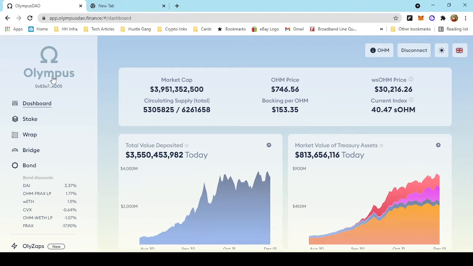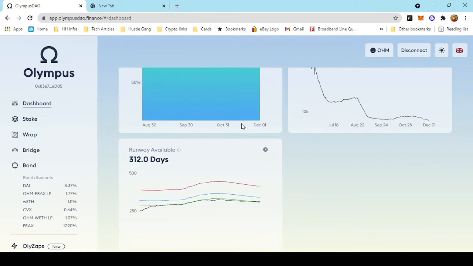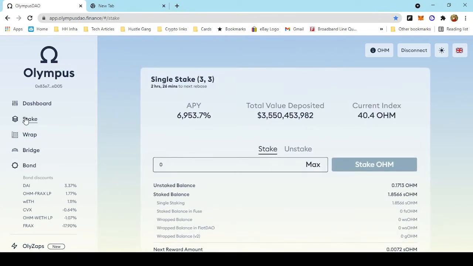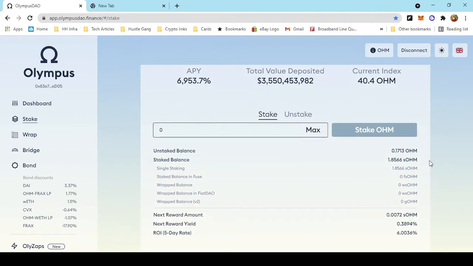The circulating supply is at roughly 5,305,000. The backing per ohm is at $153.35. And the ohm price is currently at $746.56. The current interest rate, if we jump down here, the runway currently available is 312 days. The interest rate is right now around 6,784%.